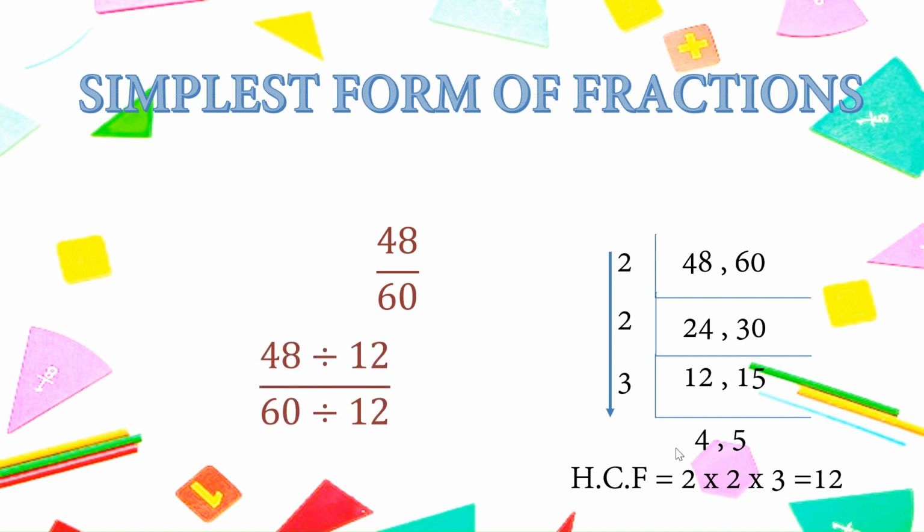Divide both numerator and denominator with 12, and that gives the simplest form of the fraction. 4 upon 5 is the simplest form here. Now we'll see how to find simplest forms for a few other numbers. Let us take 15 upon 75. The first thing is to find the HCF. For that we will use the long division method.